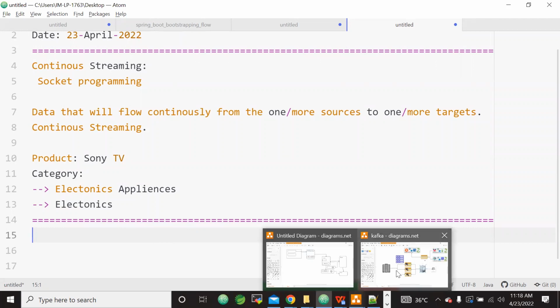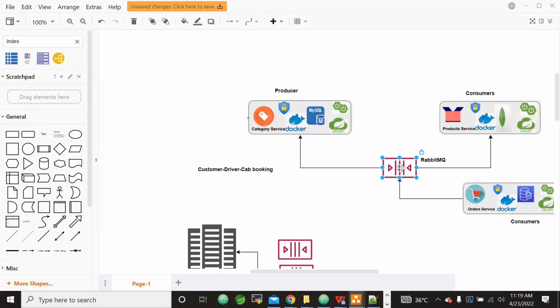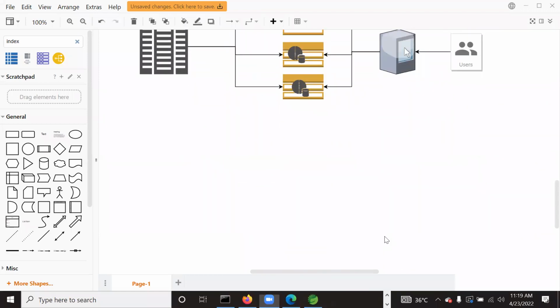RabbitMQ, we have seen the problem with RabbitMQ, right? What is the problem with RabbitMQ? It is not maintaining the message ordering. It is not maintaining the message storing, right? It is not distributed, because once a message is received by one consumer, the other consumers can't take the message from this RabbitMQ queue. But Kafka is distributed. Yeah, AMQP is a protocol. Under AMQP, we have RabbitMQ, ActiveMQ. These are all AMQP protocols, right?